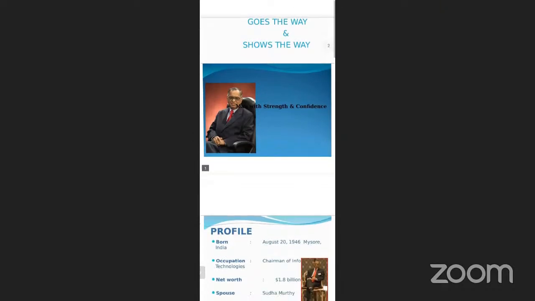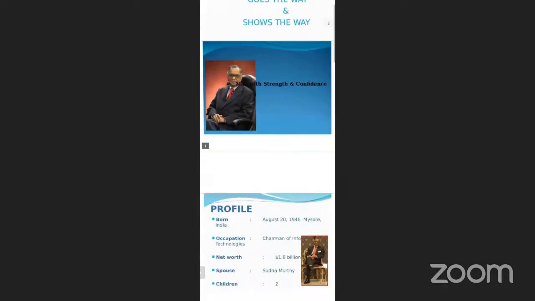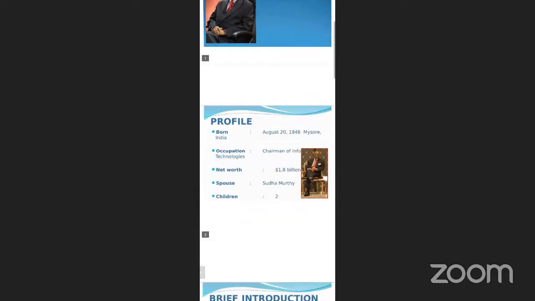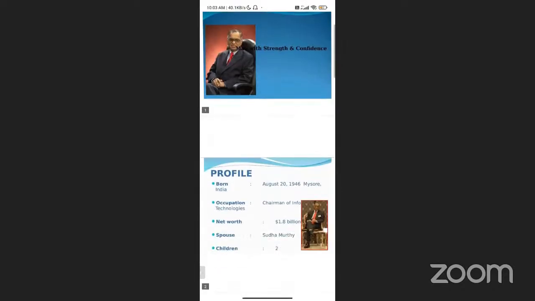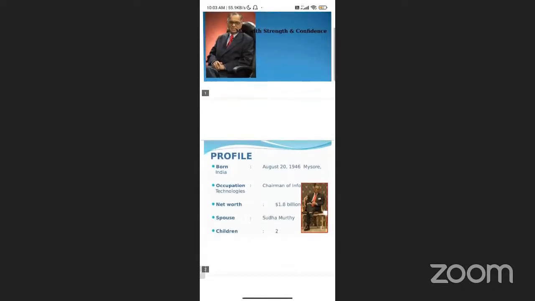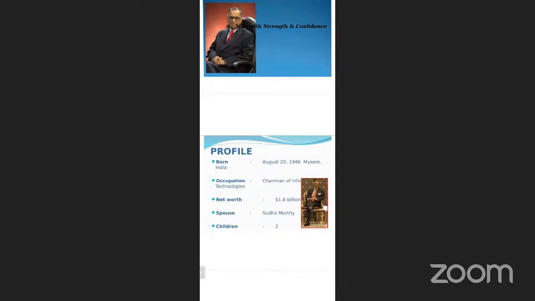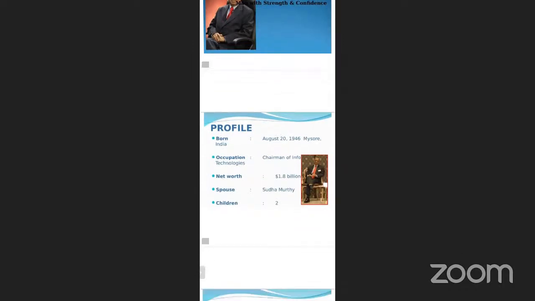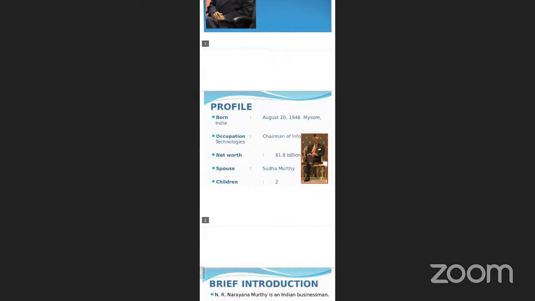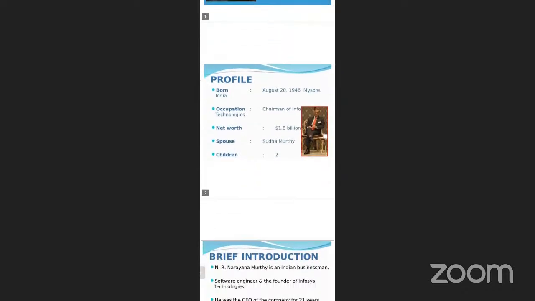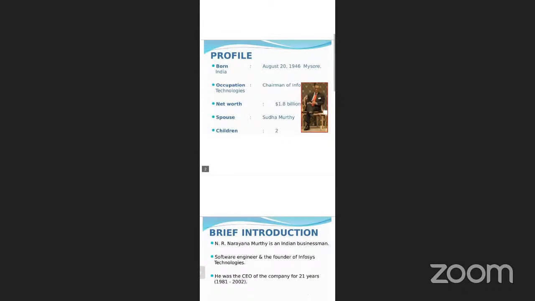Okay, ma'am. Today I will be presenting a presentation on N.R. Narayan Murthy. His brief profile: he was born on August 20, 1946, in Mysore. Occupation: Chairman of Infosys Technology. Net worth 1.8 billion. Spouse: Sudha Murthy. Children: 2.